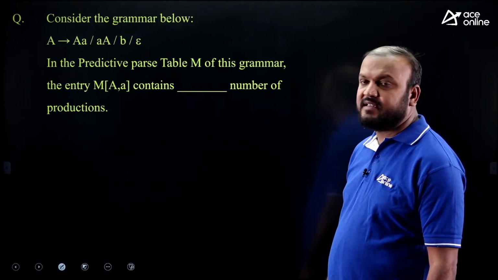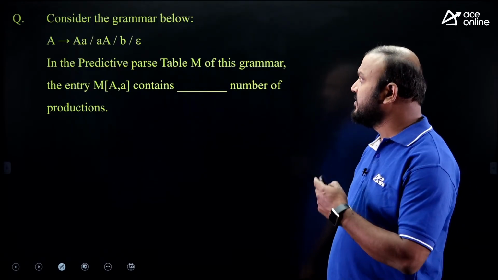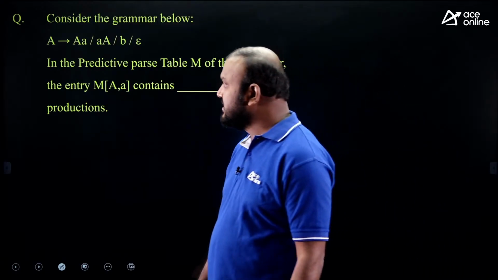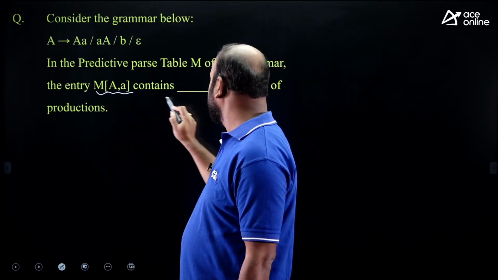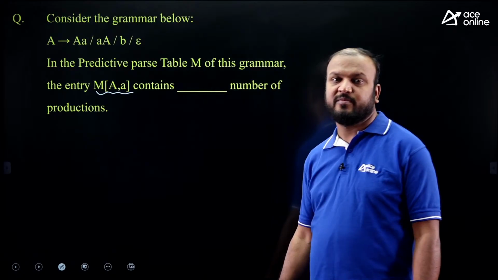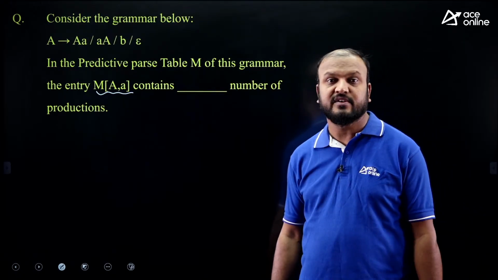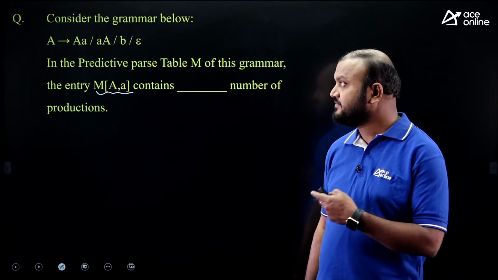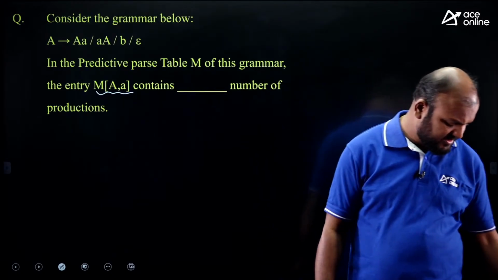And this is another type of question. In the predictive parse table M of this grammar, the entry M of A comma A contains dash number of productions. How many productions are there in this entry? That is the question. Will you try? How many entries are possible?